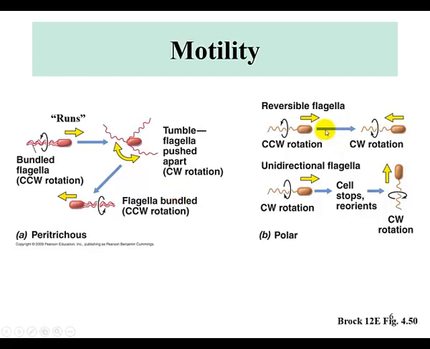Some bacteria with polar flagella will have reversible motors that allow them to move forward if it turns counterclockwise and backwards if it turns clockwise. Some are not capable of that and may only have one rotation orientation, called unidirectional flagella, at which point the cell will have to stop, reorient itself, and then continue and change directions and then continue along on its run.